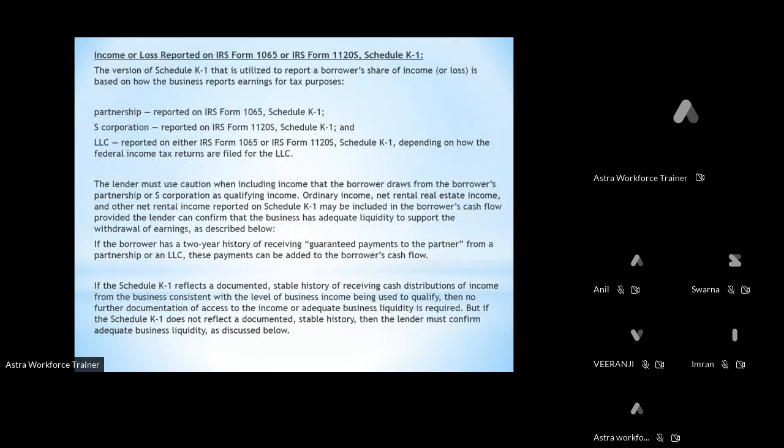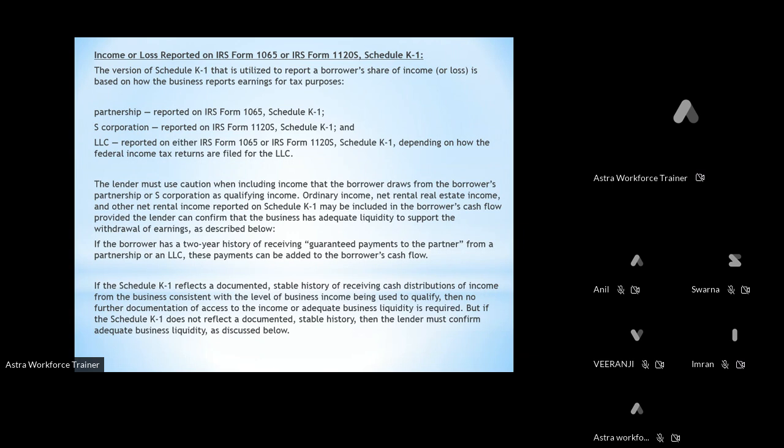Okay, so income or loss is reported on IRS 1065 or IRS 1120 Schedule 1. So we'll have to verify the partnership income, that is in 1065 along with the K-1. A corporation reports on 1120 with K-1, and an LLC reports on 1065 or 1120 Schedule 1, depending on how the federal tax return is filed for the limited liability company.